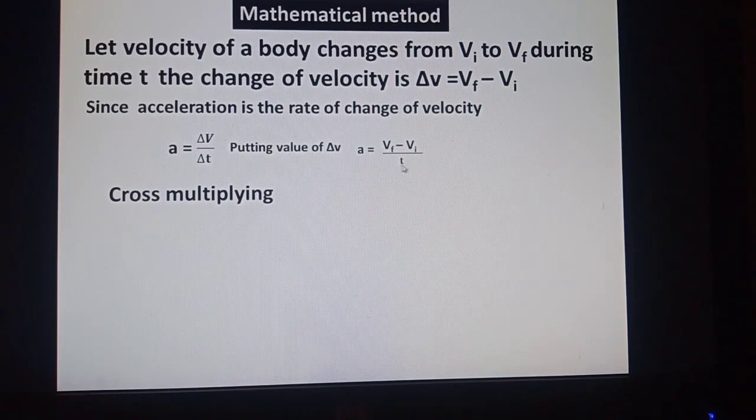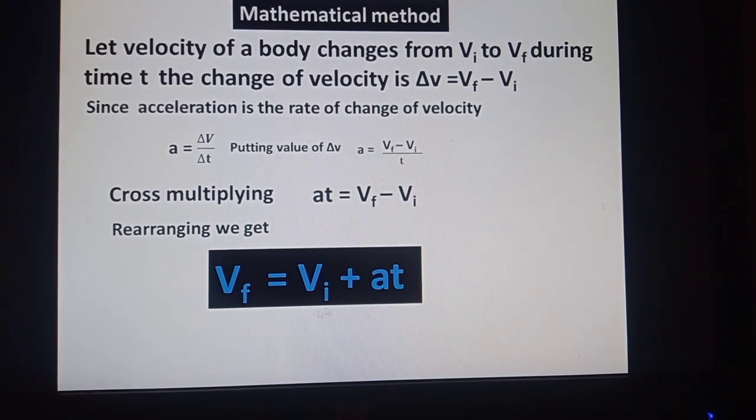Now we cross multiply this relation, taking t to the other side, and we get a relation like this: at equals Vf minus Vi. Now we rearrange it to get the standard form of the first equation of motion, that is again Vf equals Vi plus at.